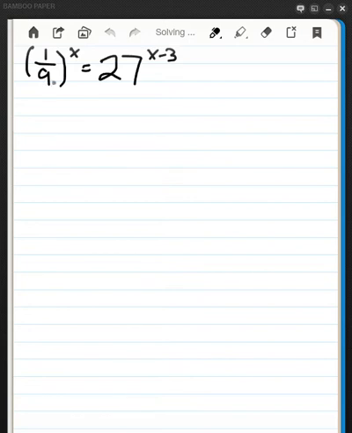Here it's harder to see because we have a fraction on one side as a base and an integer on the other side. So is there anything that we could rewrite these both in terms of? And the answer is yes. We can rewrite 1/9 as 3 raised to, think, what power? 3 to the negative second would be 1/9. And we can rewrite 27 as 3 cubed.